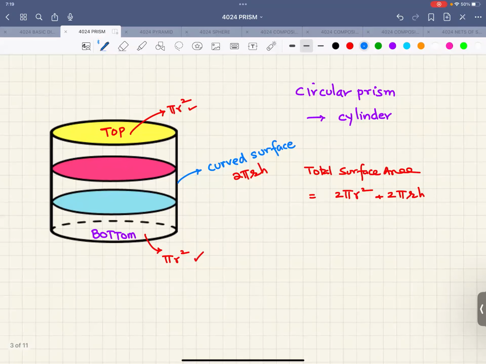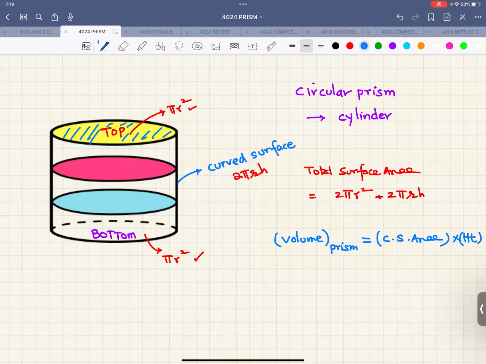What about the volume? We know the formula, but let's consider it as a prism. So that is the area of this cross section, which is a circle. So cross-sectional area multiplied by the height. So what is the cross-sectional area? Pi r square. And what is the height? h. That is how the formula pi r square h is obtained. Now let's look at this past paper question, go through it, and then I'll start the working of it.